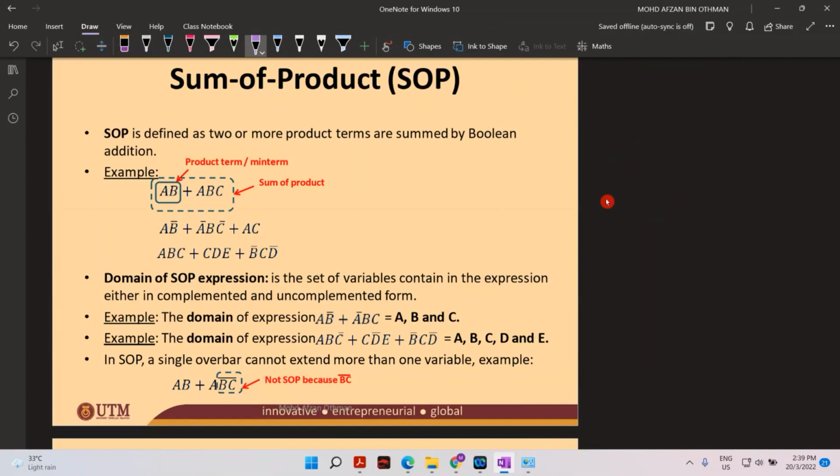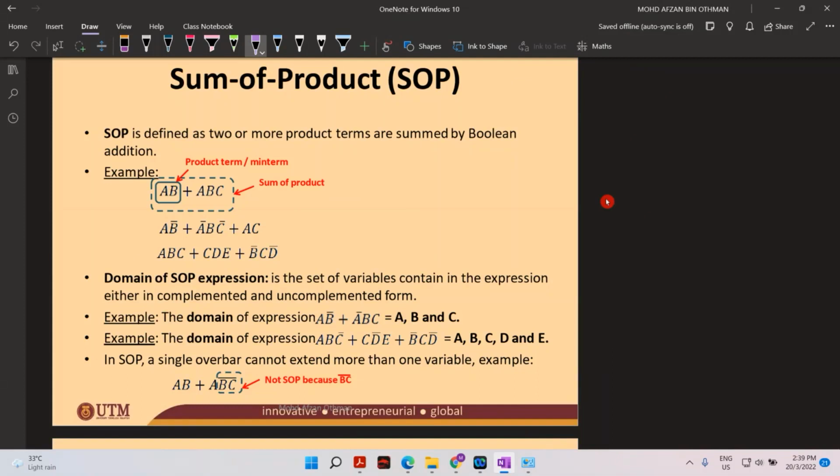This is an example of sum of product. We call this a product term: AB is a product term, ABCD is another product term. When we combine these two product terms with an OR gate, this is what we call a sum of products. Another example: you have A B bar.